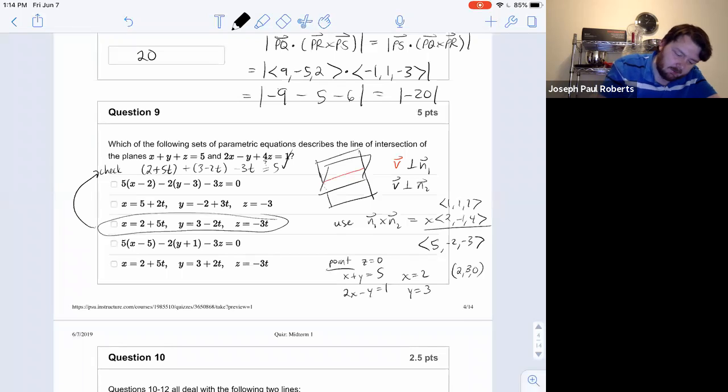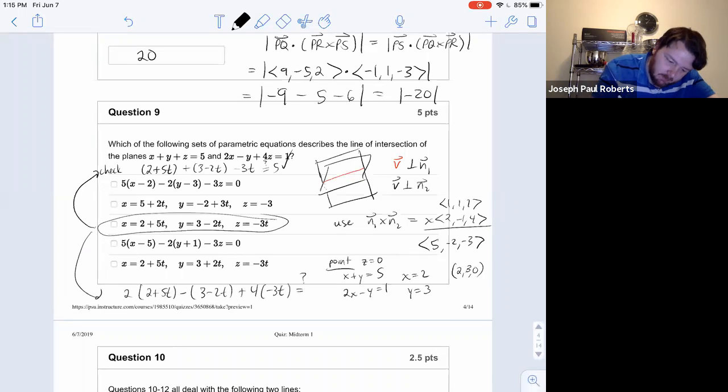And then you could check the other equation. Does 2 times x minus y plus 4z equal 1? And so yeah, 10t plus 2t is 12t minus 12t. Yep, the t's cancel out. And yeah, there you go.